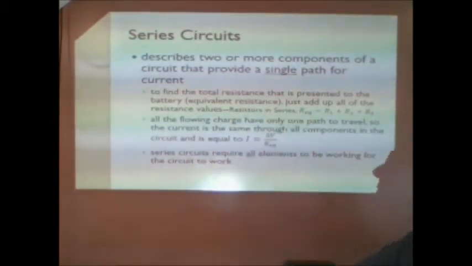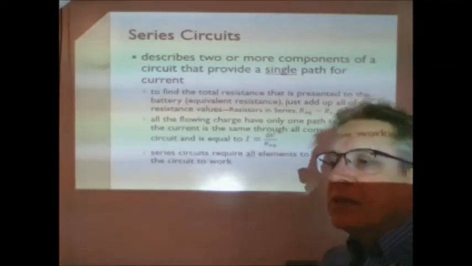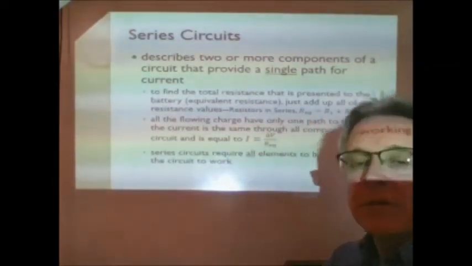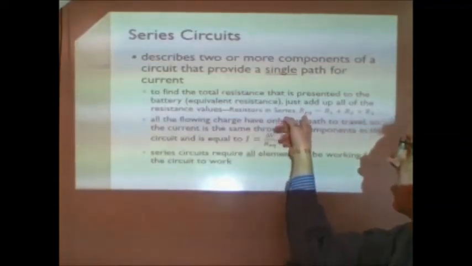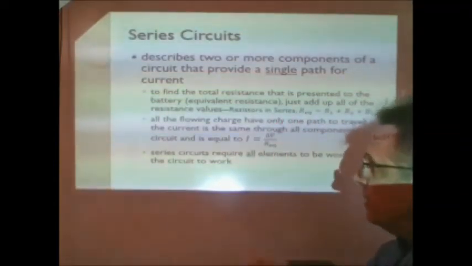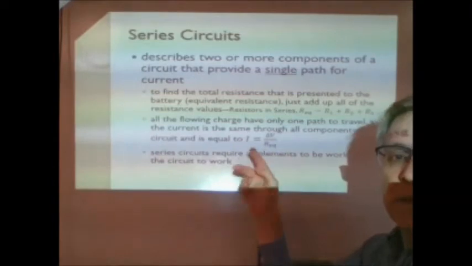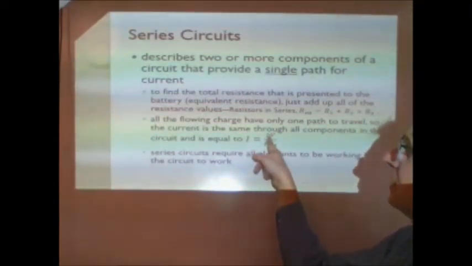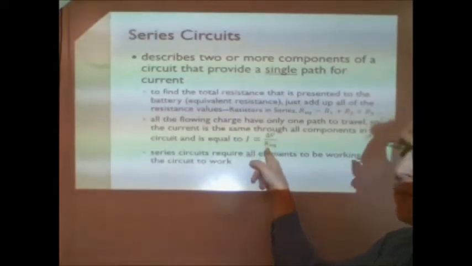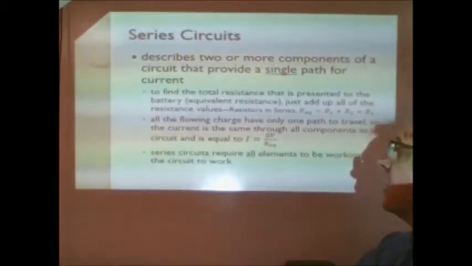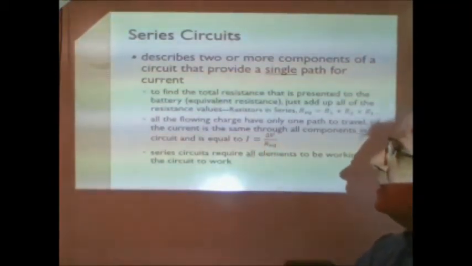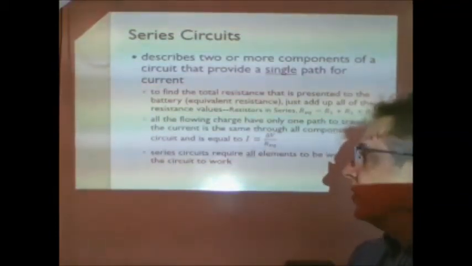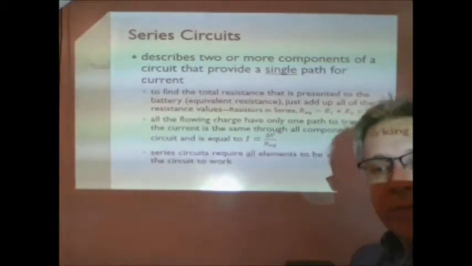The total resistance that the battery sees can be obtained easily by just adding up the resistor values, and we'll call that R equivalent. The current that flows in a series circuit would then just be the battery voltage divided by that equivalent resistance. And in series circuits, all of the components must be working for the circuit to work.